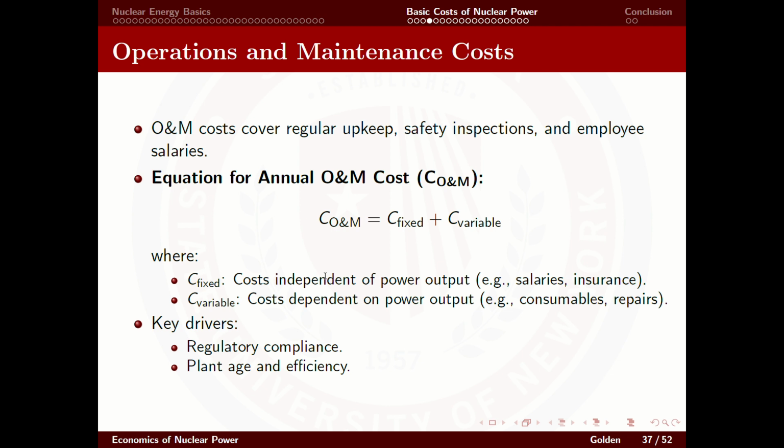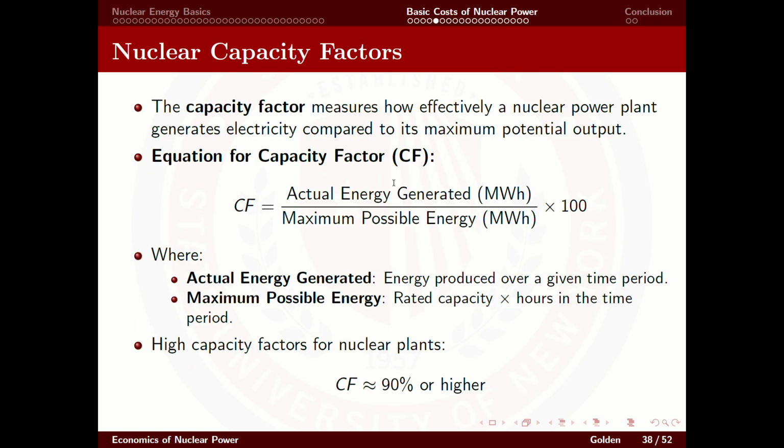Regulatory compliance and plant age and efficiency drive how much operating and maintenance cost you have. If you have stricter regulatory regimes, you require more operating and maintenance costs. If you have more efficient plants, you have lower operating and maintenance costs. If you have older plants, you have higher O&M costs. And then the capacity factor measures how effectively a nuclear power plant generates electricity compared to its maximum potential. Capacity factors are the reason why nuclear is such a desirable energy source, despite all of its other problems.